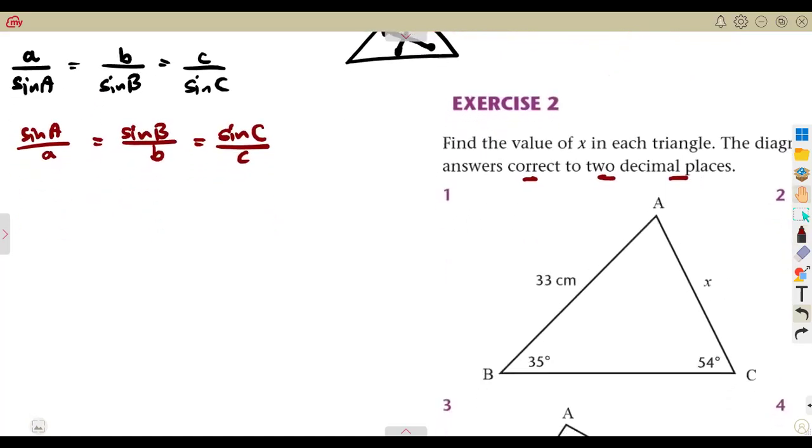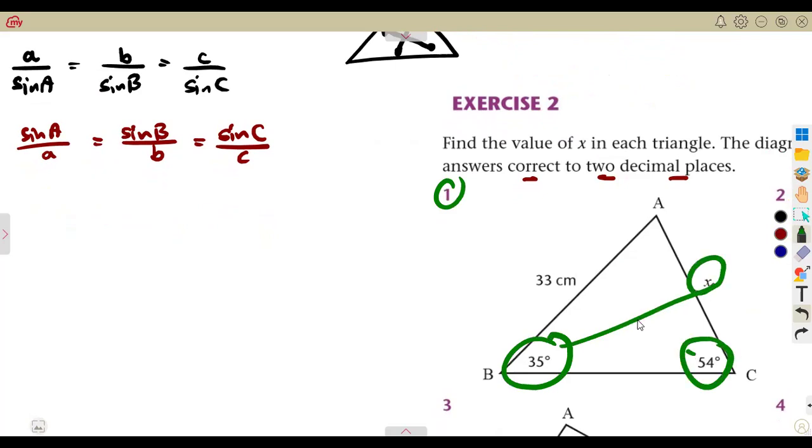Let us consider our first question, number 1. We are asked to find x, and there we are given 35 degrees opposite to this x, and 54 degrees opposite to this 33. As you can see, that is the angle side pair. That condition, sine rule can be used.